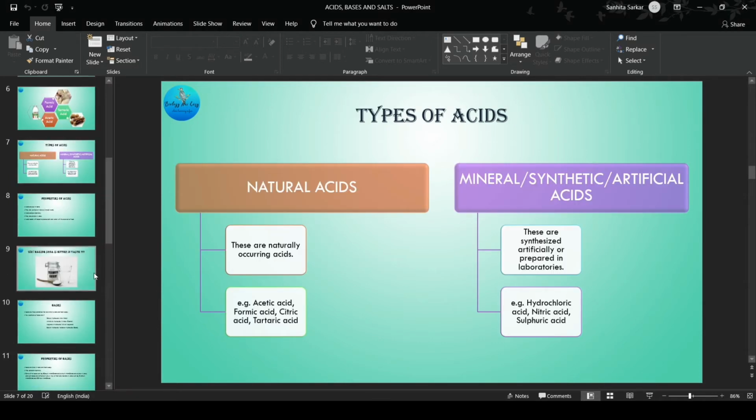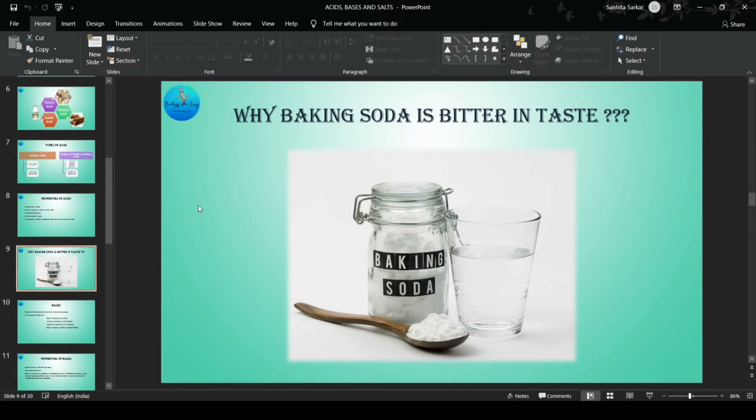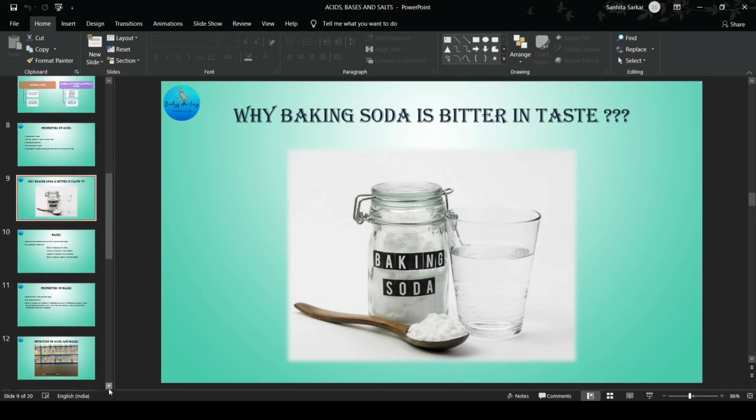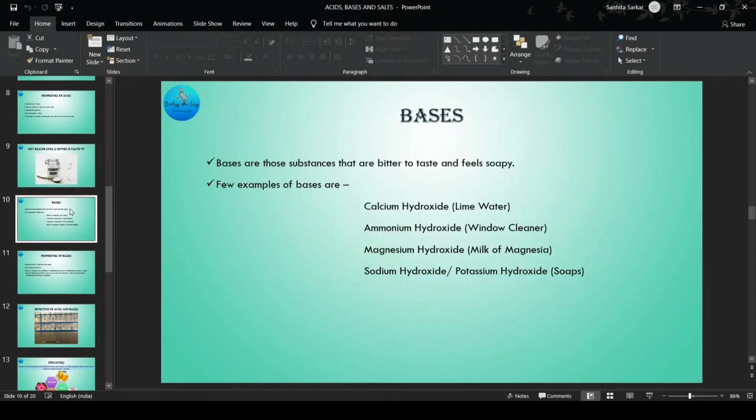Now, I have a question in my mind. Why is baking soda bitter in taste? Can any one of you tell me? It is bitter in taste because of the presence of a substance called bases. What are bases? Bases are those substances that are bitter in taste and feel soapy.